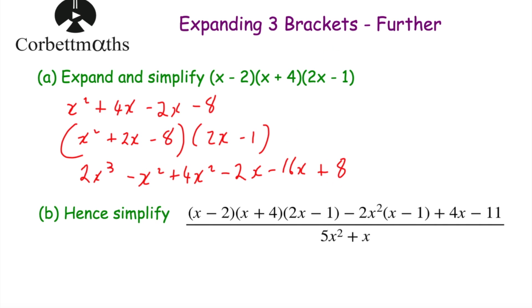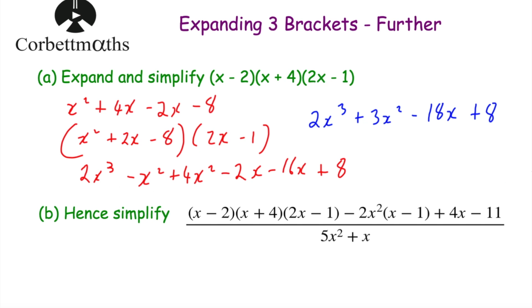Now finally, let's simplify. I'm just going to write it up here in blue, so we can see the answer quite easily for our part B. So we've got our 2x cubed minus x squared plus 4x squared would be 3x squared, so plus 3x squared. Minus 2x take away 16x would be minus 18x, and then we've got our plus 8. And that's it. So we've expanded and simplified.